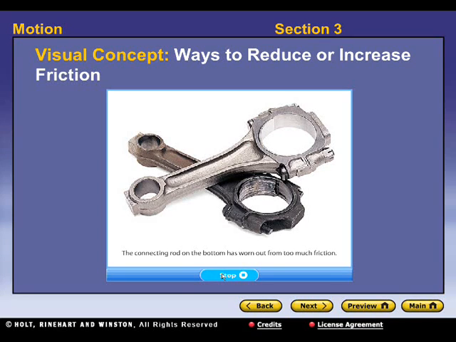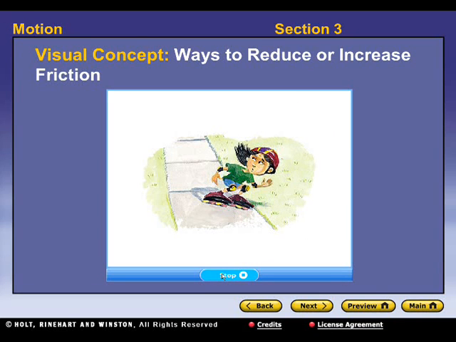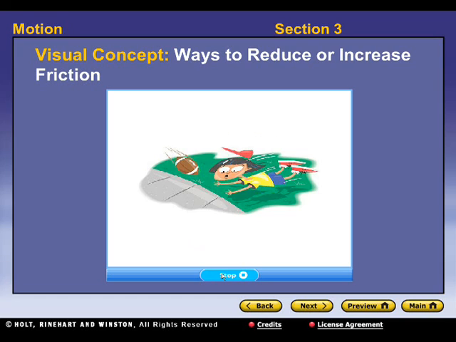Friction can be harmful. Friction between moving car parts causes them to heat up and wear out faster. Lubricants can be used to reduce the friction. Some examples of lubricants are motor oil, wax, and grease. Graphite can also be used as a lubricant for skate wheels and ball bearings.